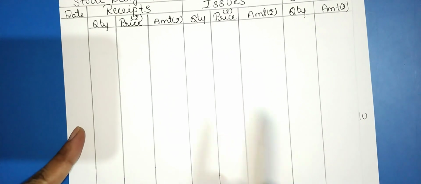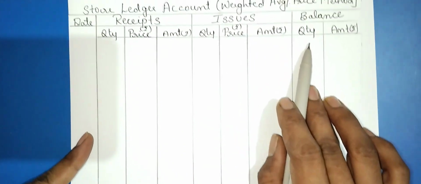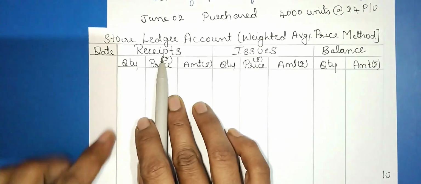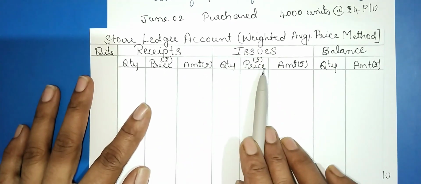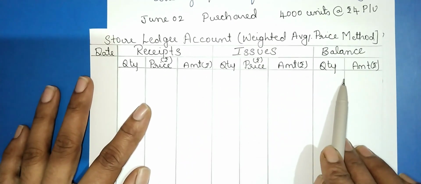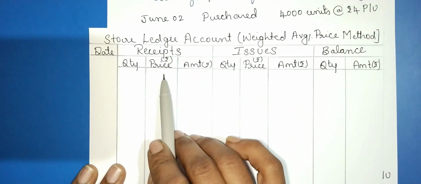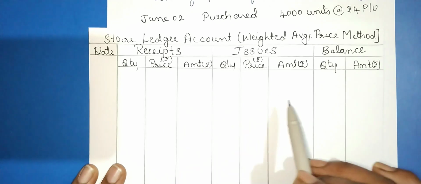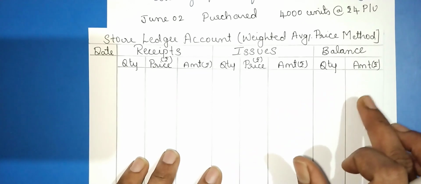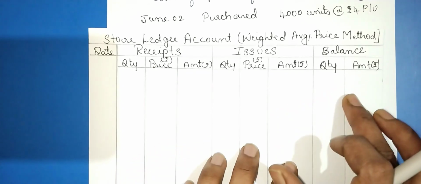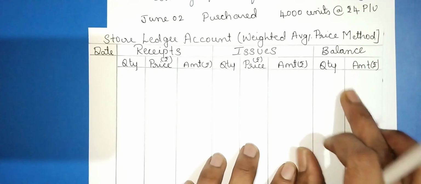Now we'll solve. We already know the format of the store ledger account under weighted average price method: date column, receipts column, issue. Under balance we have two columns, quantity and amount. Under receipts we have three subdivisions: quantity, price, amount; the same for issue. Whatever we are receiving to the storeroom, that is our receipt, that we record under receipts. Whatever we are issuing for the production activity, we record under issues. The balance after receipts minus issue, we record under the balance column.